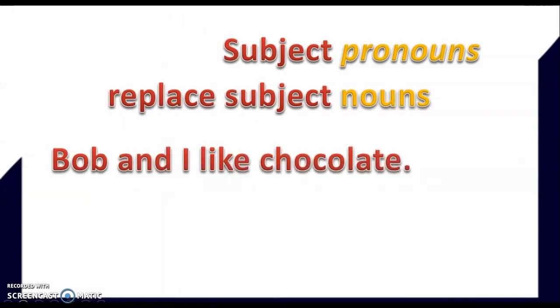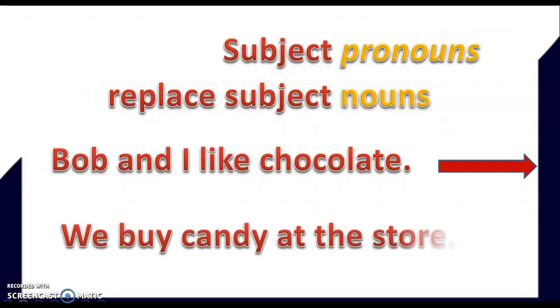Bob and I like chocolate. We buy candy at the store. The subject noun is Bob and I, and the pronoun that replaces Bob and I is we.